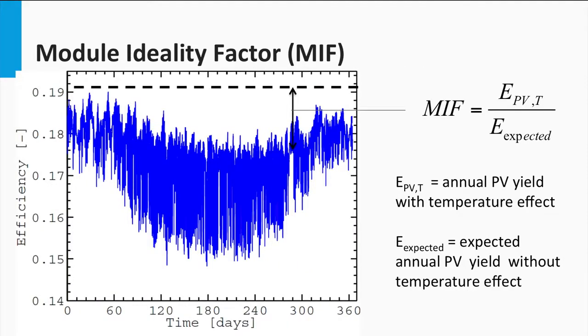The difference between the expected PV yield with rated efficiency and the actual yield due to the temperature effect gives rise to a module ideality factor. This is nothing but the ratio of the expected PV yield to the yield actually available, taking into account the temperature effects. If the module ideality factor is 80%, that means that the module has lost 20% of its annual energy yield due to temperature effects. If the module ideality factor is 100%, that means the module is immune to temperature changes.